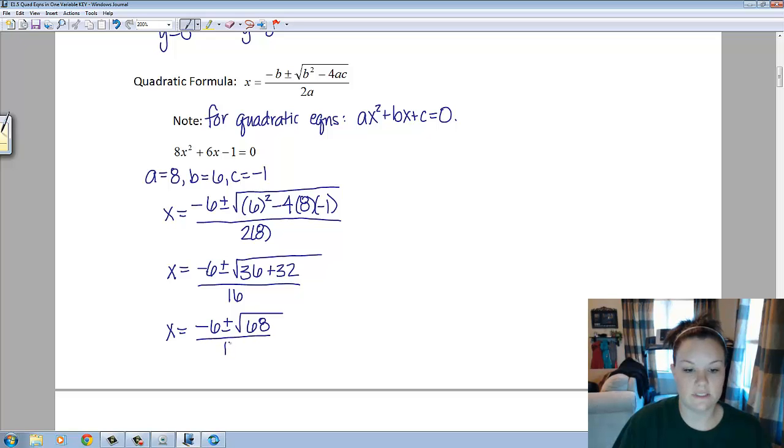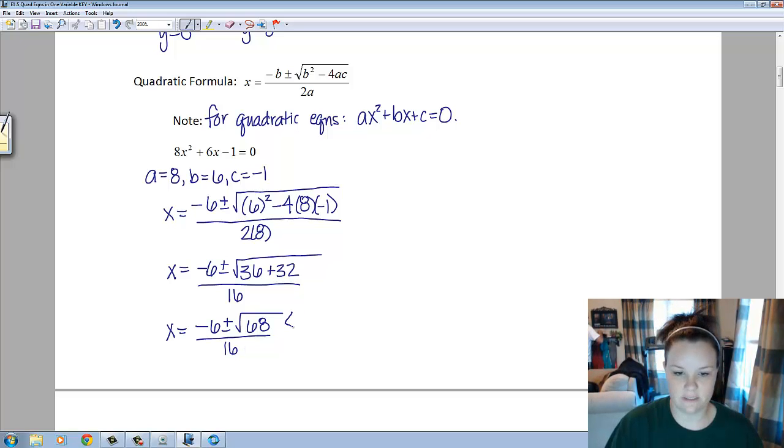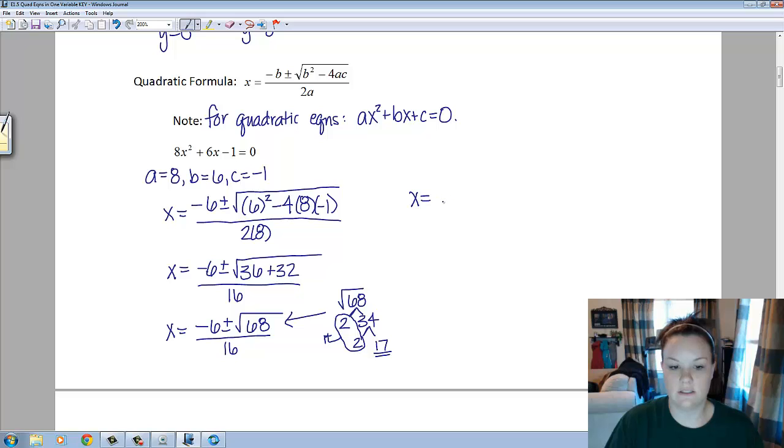Now the square root of 68 is not a perfect square, so I'm going to use reducing radicals to simplify this. Okay, so the square root of 68, that's the same as 2 times 34, and 34 is the same as 2 times 17. So since I have 2 copies of a 2, I can bring that out, and I'll be left with this 17 underneath my radical. I'm going to go ahead and come up here. So now I have x is equal to -6 plus or minus 2 square root of 17 all over 16.